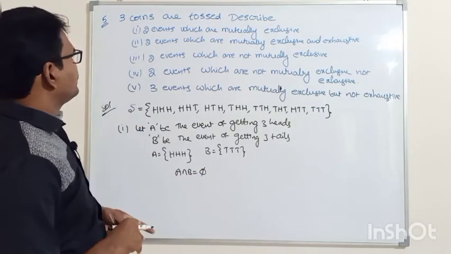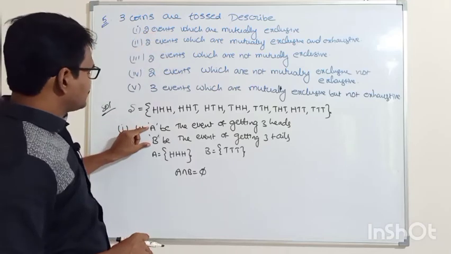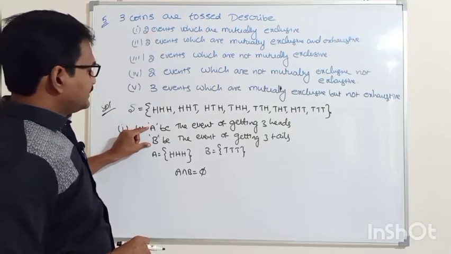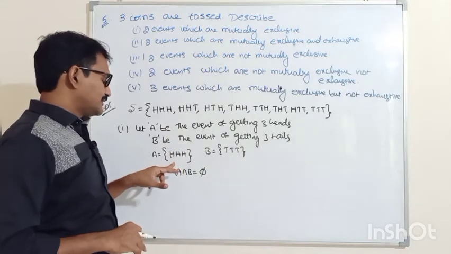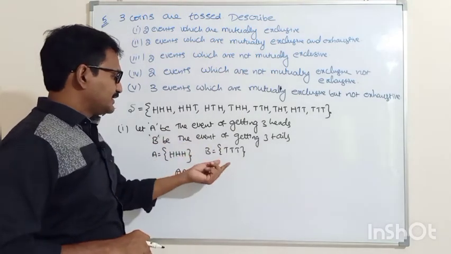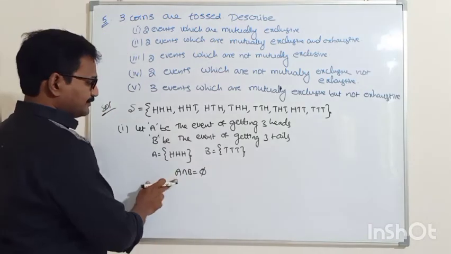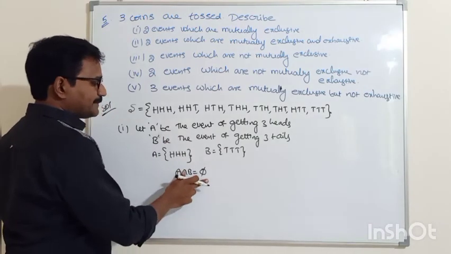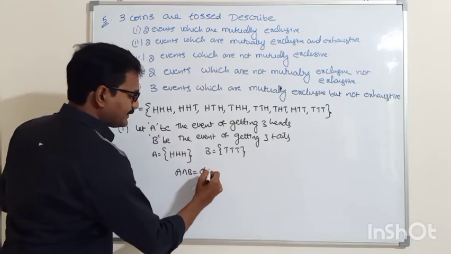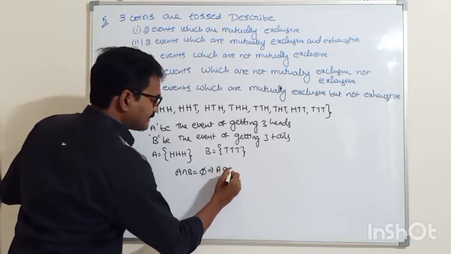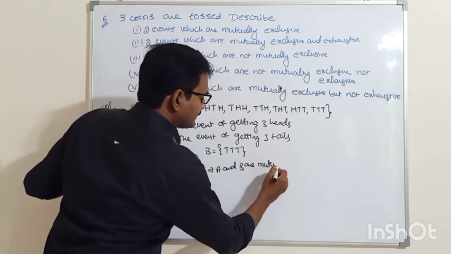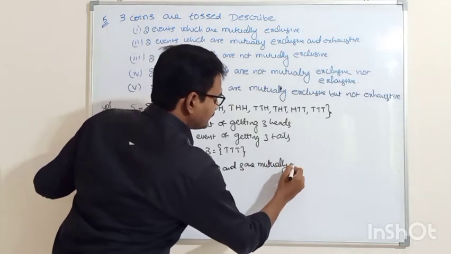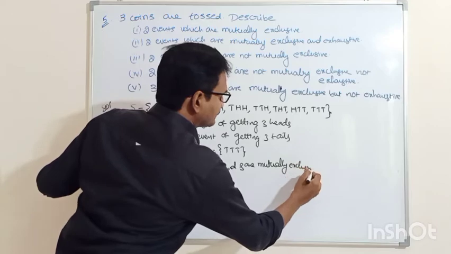Here 2 events only we should take. I am taking these 2 events, and the event of getting 3 heads is one sample point. B is the event of getting 3 tails. So if you take A intersection B, you are getting the null set. Therefore, A and B are mutually exclusive.